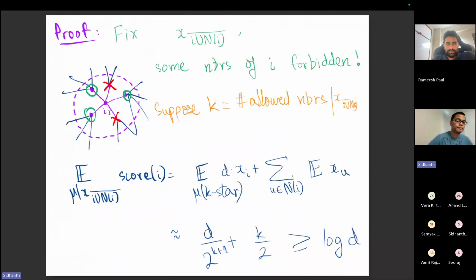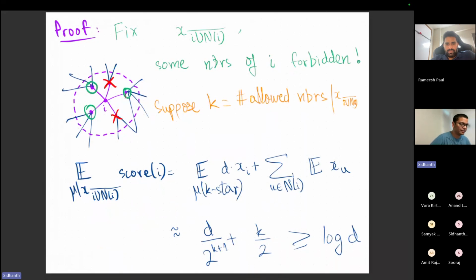Then actually, what is the remaining conditional distribution? What is mu conditioned on the pinning outside of this neighborhood? It's actually simply a uniformly random independent set on a star graph with k leaves. And the k leaves are going to correspond to the vertices circled in green, the ones which are still allowed.